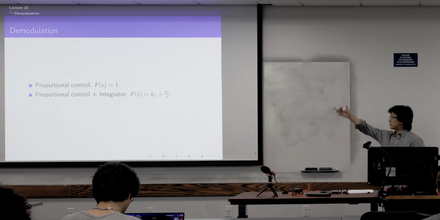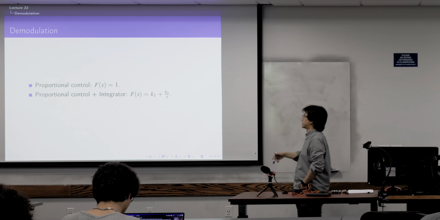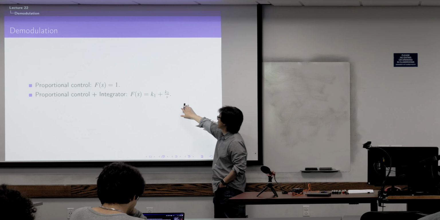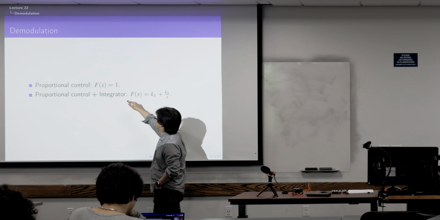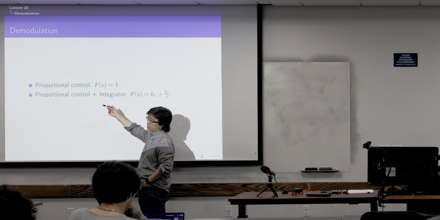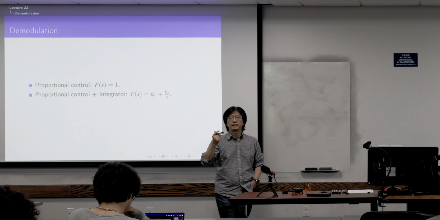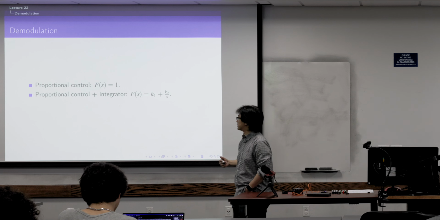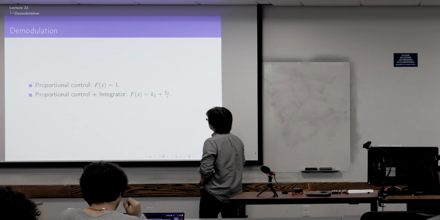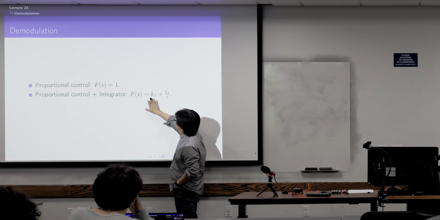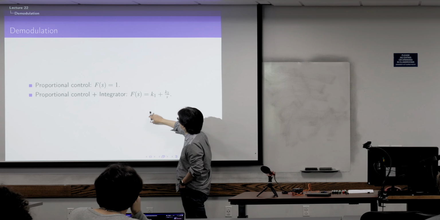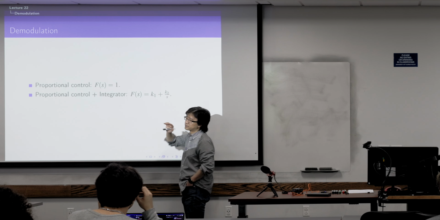Okay, and here are the two cases we considered, right? In the last lecture, we focused on this case. When the loop filter is just a constant, we can show it doesn't work in general. It works only when we have a phase offset, but if we have a frequency offset, it will not work. What did work is this form: if the loop filter is a constant plus, sorry.